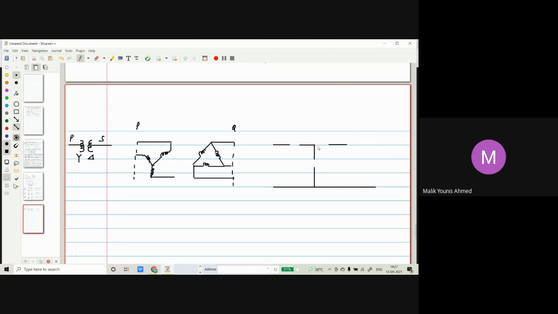Now moving to the secondary side. On the secondary side, again the series switch will be open. Why? Because the winding is not star connected neutral grounded, but definitely the secondary shunt switch will be closed. Why? Because the winding is delta connected. So let me draw it. This is like this.